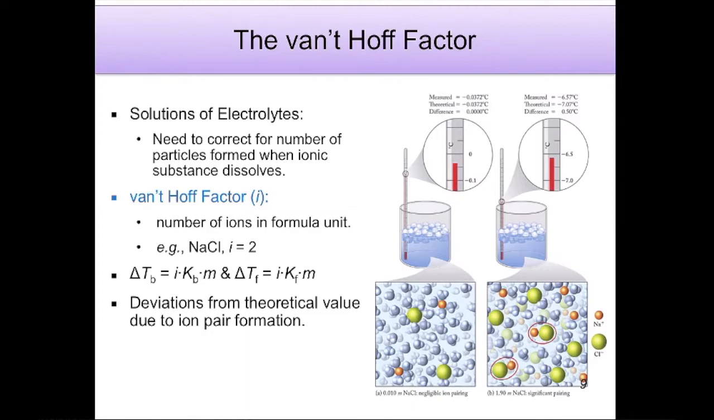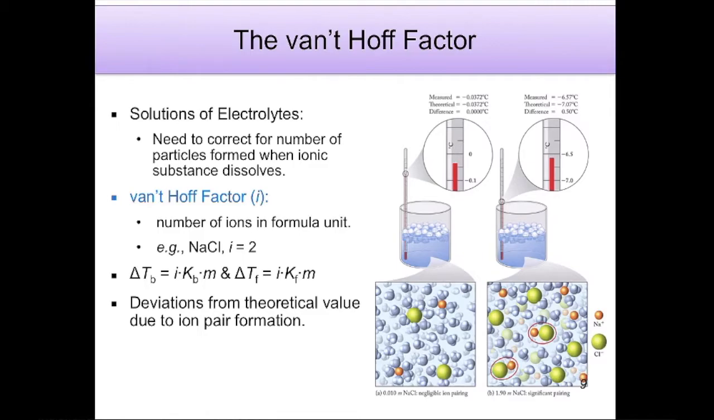So we have to correct for this. Okay, so when we're dissolving an electrolyte, something that does ionize in solution, we have to correct for the number of particles in solution. And the correction factor is called the Van't Hoff factor. Okay, so the Van't Hoff factor is basically the number of ions in a formula unit. So for example, sodium chloride breaking up into sodium plus and chloride minus, the Van't Hoff factor, or i in this case, is going to be 2 because there are 2 particles.